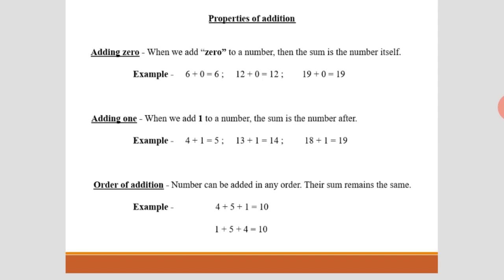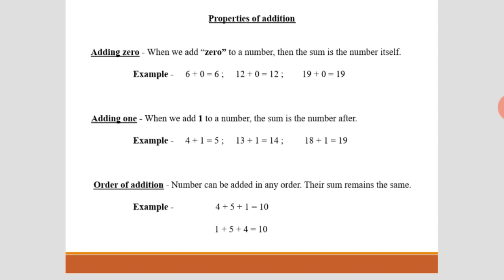Let's take some numbers, for example. 6 plus 0 is equal to 6. 12 plus 0 is equal to 12. 19 plus 0 is equal to 19. Next, to understand the second property, which is adding 1. When you add 1 to a number, the sum is the number after. Here we take a number, for example, 4 plus 1 is equal to 5. 13 plus 1 is equal to 14. 18 plus 1 is equal to 19.